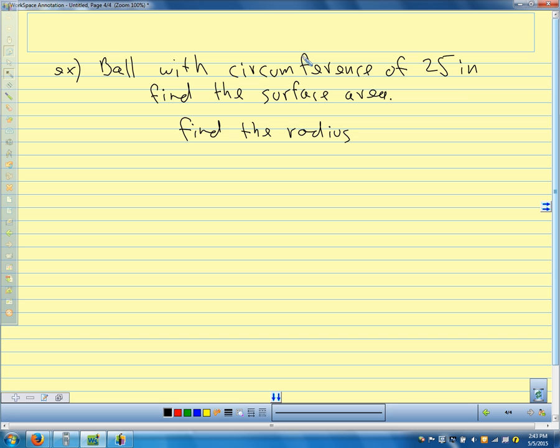Right, so what Carolyn said was we're going to divide 25 by 2 pi. And the reason we do that is because we know that the circumference equals 2 pi r. So 25 equals 2 pi r. We need to find the radius. Divide by 2 pi. Those cancel. So the radius equals 25 divided by 2 pi. Plug that in my calculator, and I get the radius equals about 3.98 inches.